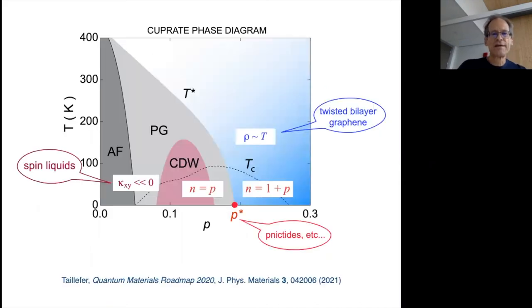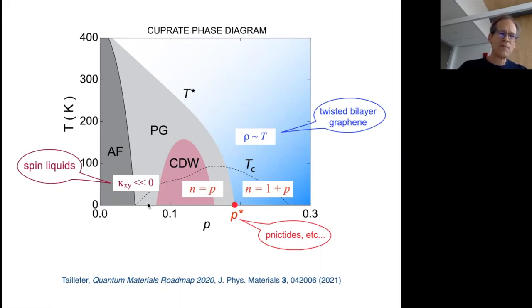So I think I can summarize, maybe with this graph, and stop here. Just back to our phase diagram. This is in an article I wrote recently, very short, to try to capture some of the current issues in the field. I've shown you issues associated with this critical point, which connects cuprates to pnictides, heavy fermions and organics, and this transition from 1 plus p to p in the carrier density.